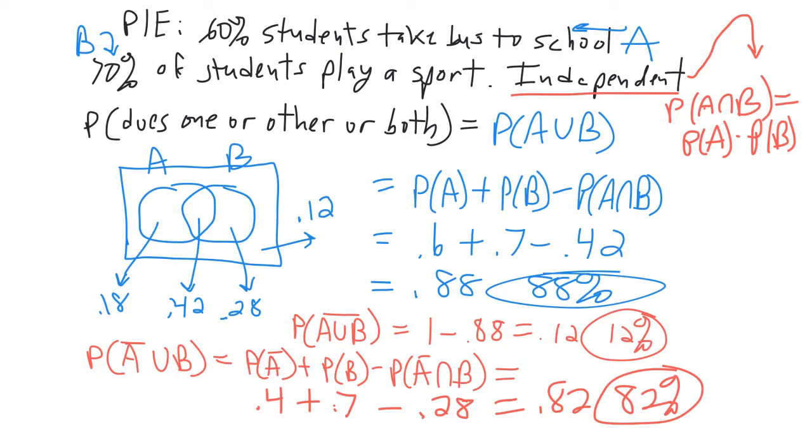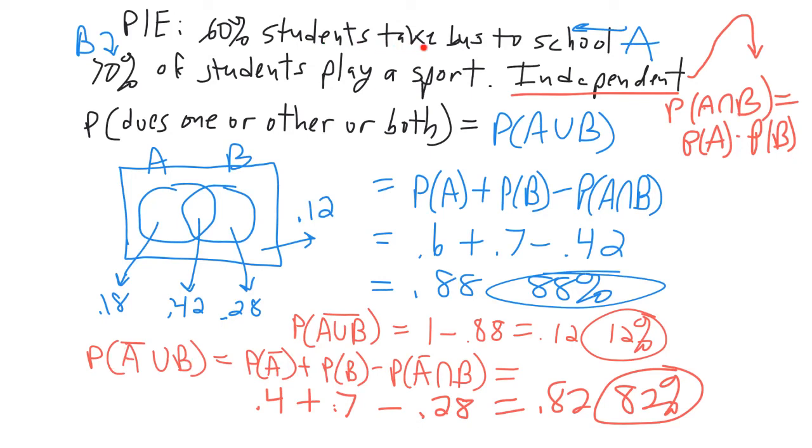There are a couple other questions I could ask. What's the probability of not A or B? And that line over the top is not. So figure out A or B and subtract it from 100%, not A or B.